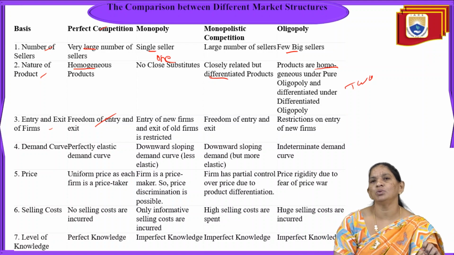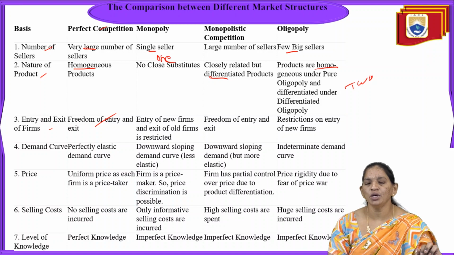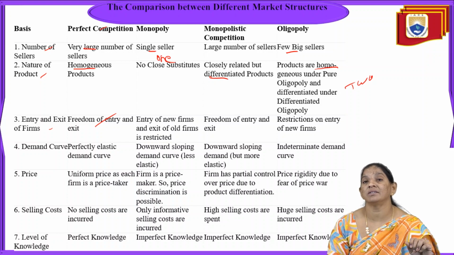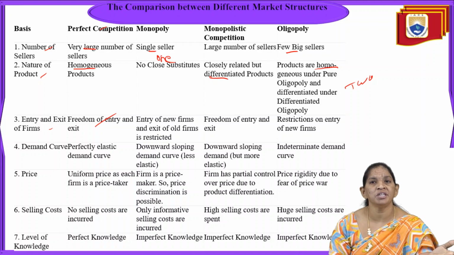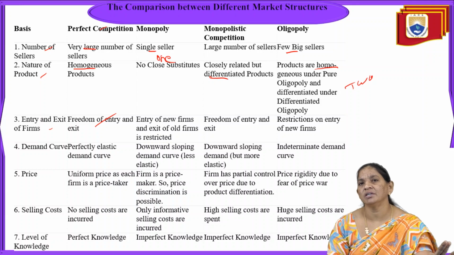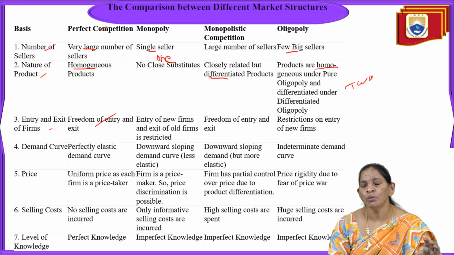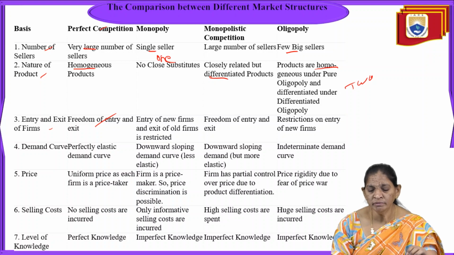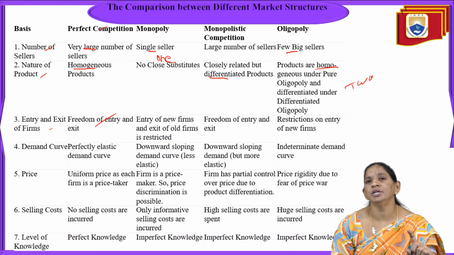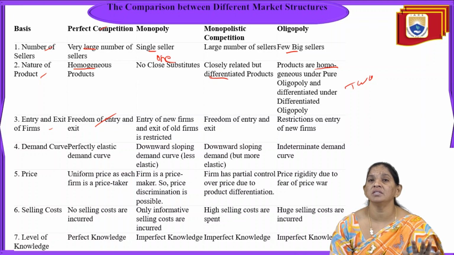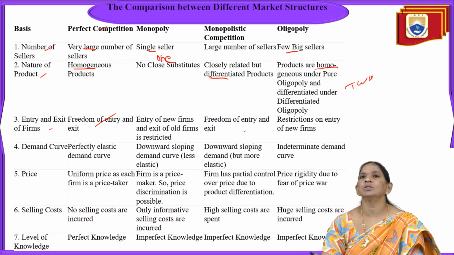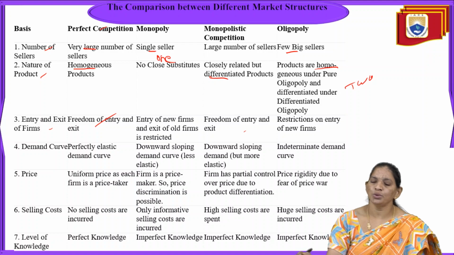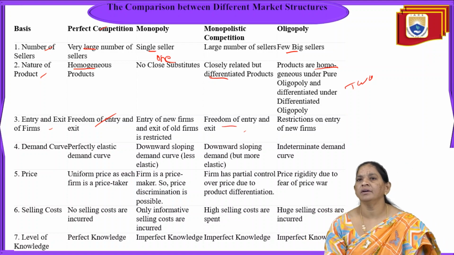But when it comes to monopoly, entry and exit of firms is restricted, meaning barriers are there. Maybe government intervention, maybe capital or maybe technology. Some hurdle will be there that gives a perfect barrier or a strict entry for the monopoly. But in monopolistic competition, as the products are close substitutes for one another, they have a freedom of entry and exit.